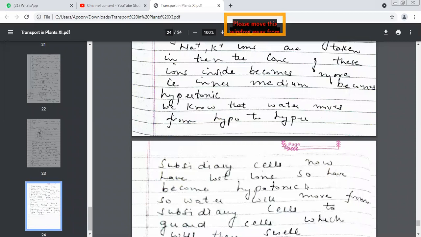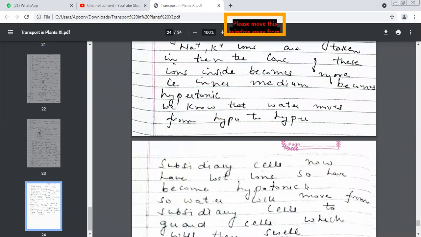Guard cells are surrounded by subsidiary cells. Subsidiary cells contain a lot of which ions? Sodium and potassium ions. Okay. And now what happens is, which process starts?